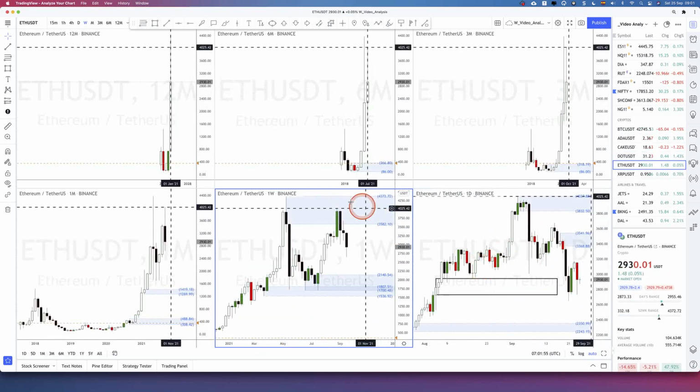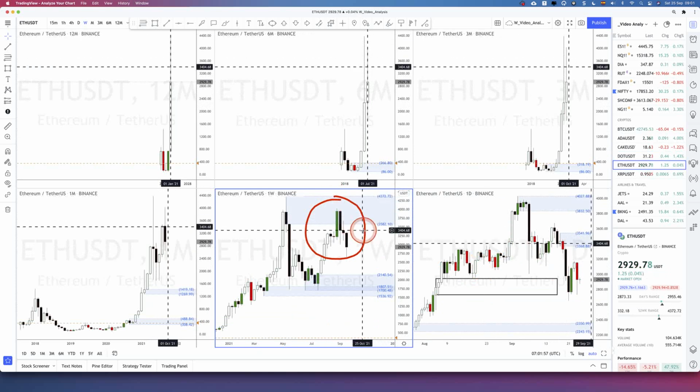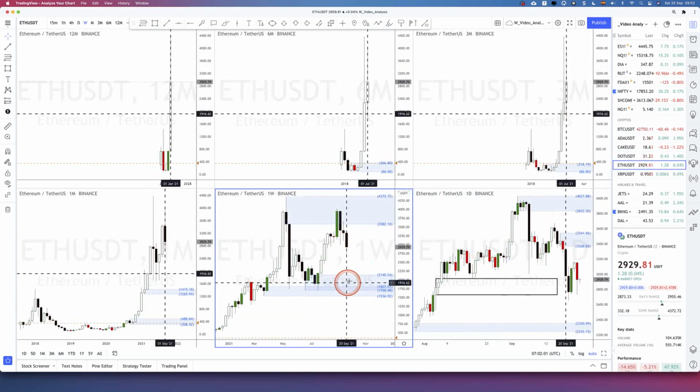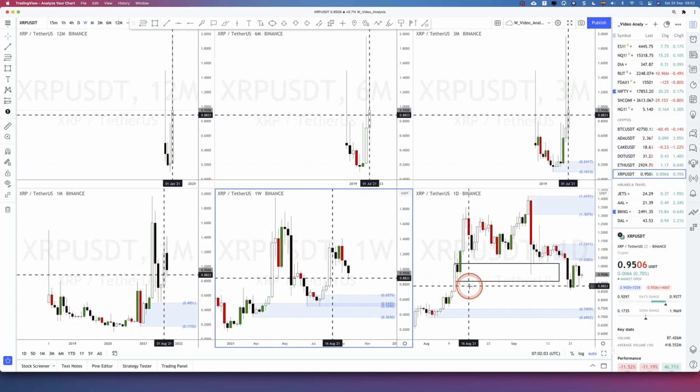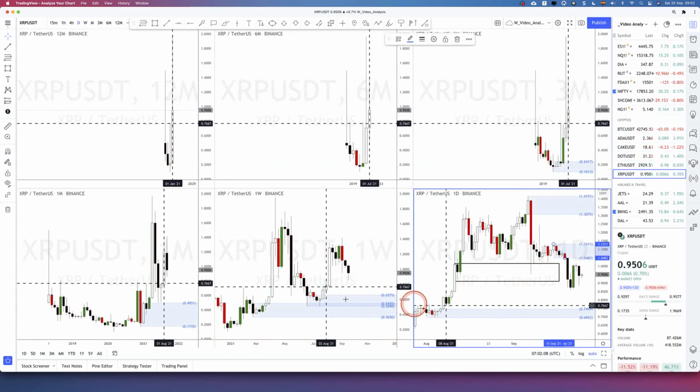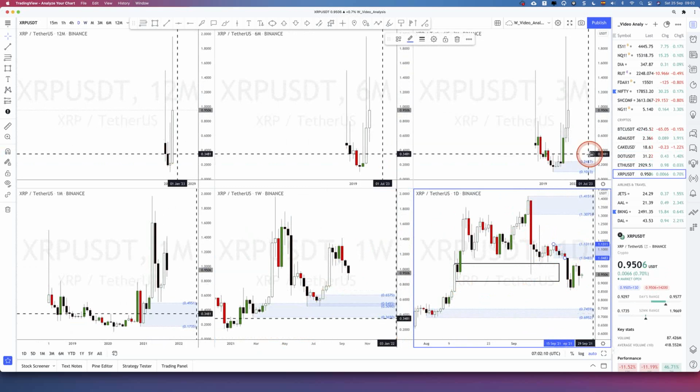On Ethereum, we have a similar scenario as in Bitcoin with weekly supply in control. So waiting for price to drop further to the weekly demand level. On Ripple XRP, we have this daily area of supply, daily in a downtrend, trying to reach the weekly, waiting.